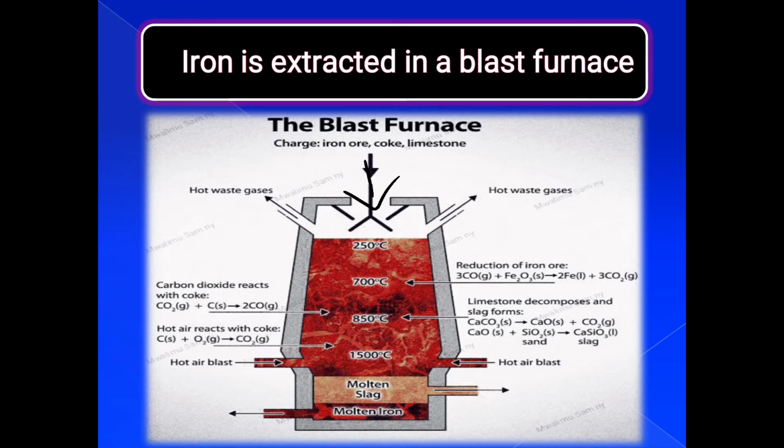Let me just change the color so that it's a bit visible. Let me use red. Here we have iron ore, we have coke, and we have limestone. Remember that coke is basically an impure form of carbon, and limestone is calcium carbonate, both impure. So they are fed together with the iron ore, which is now iron oxide, from the top.